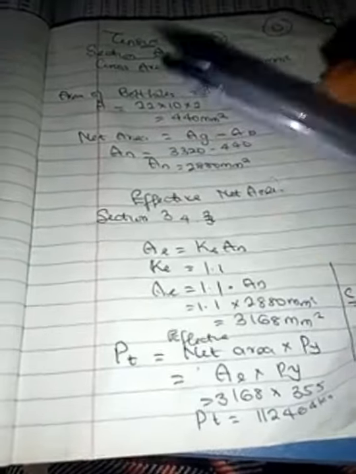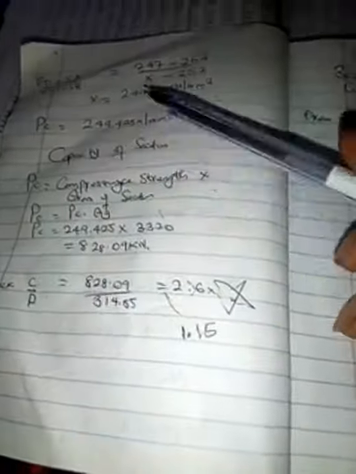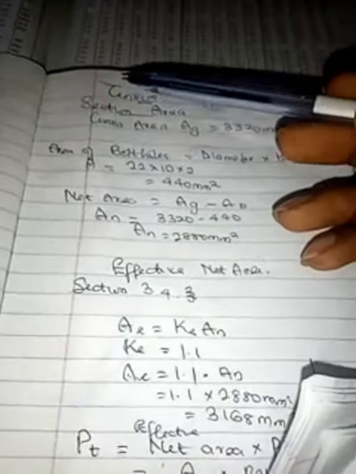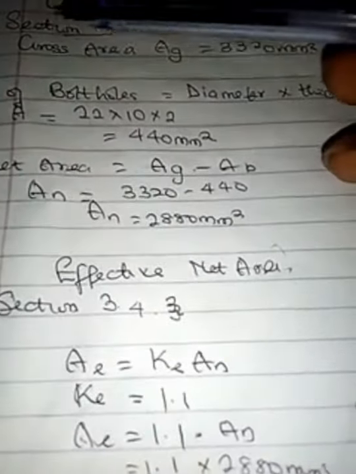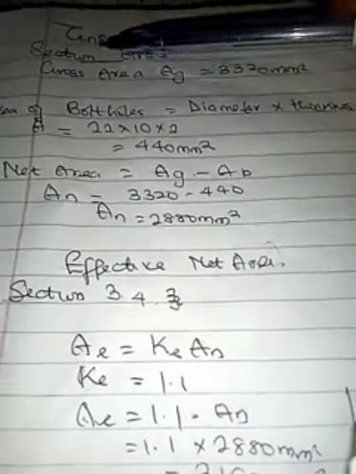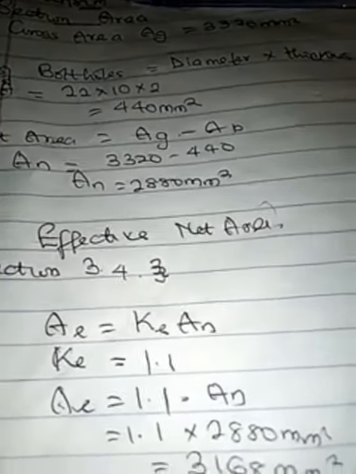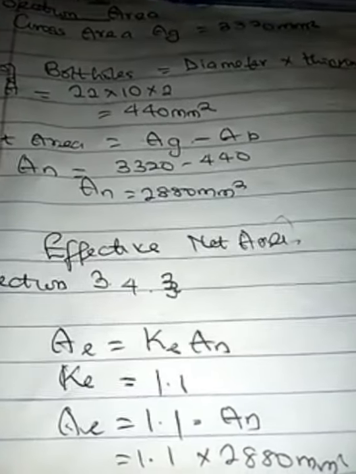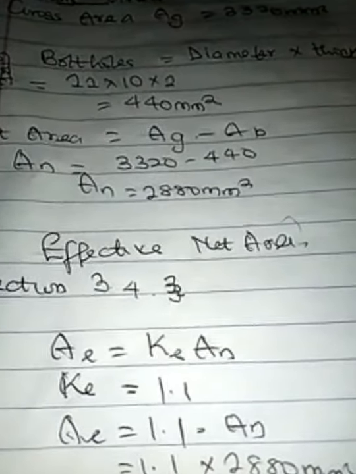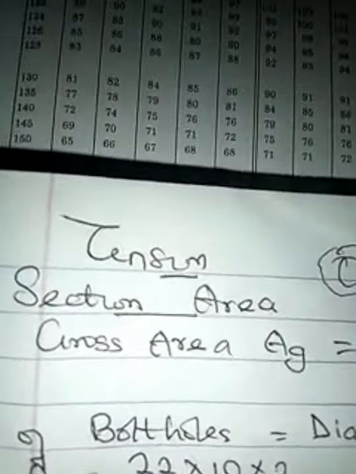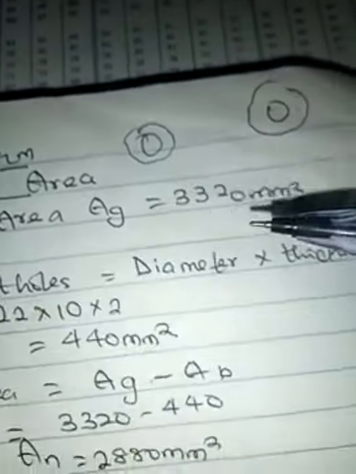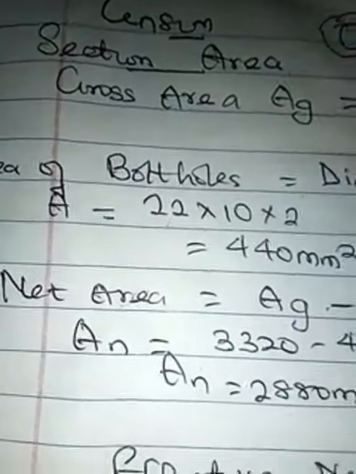All right, so we've calculated for the compression PC. We are going to calculate for the tension now. To calculate this is very simple. You need to get your section area. What's our section area again? We got it from our section table, which was 1660. Then we multiplied by 2, which is 3,320 millimeters square. Now we are going to get the area of our bolt holes.